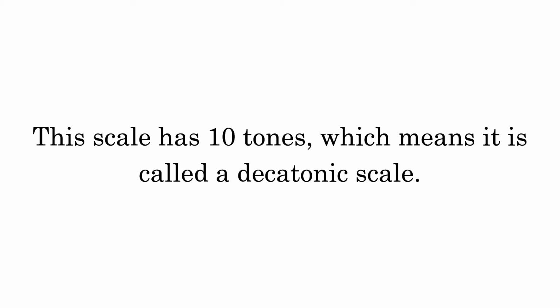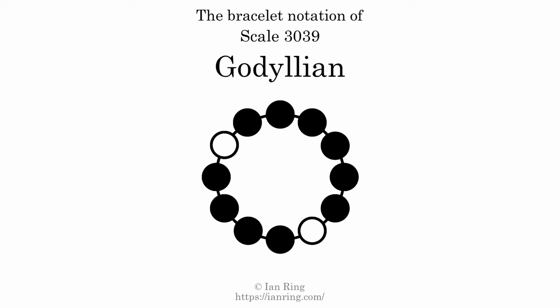This scale has 10 tones, which means it is called a decatonic scale. This is a bracelet notation diagram of scale 3039. The shaded circles represent tones that appear in the scale, and they are read clockwise, starting at the top.